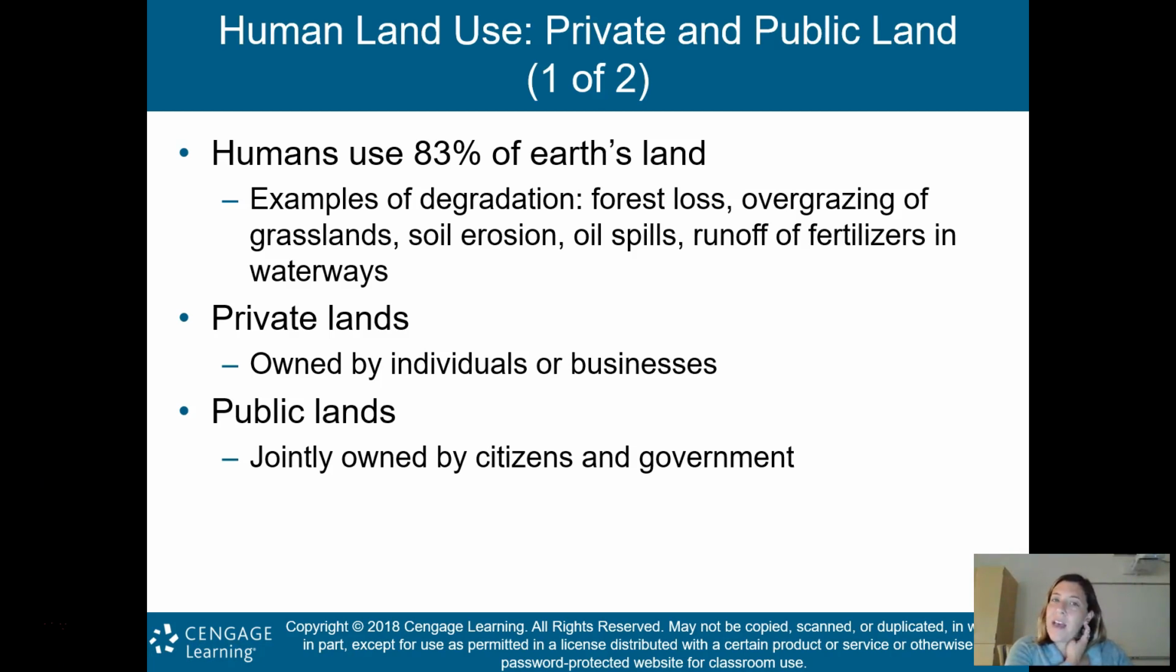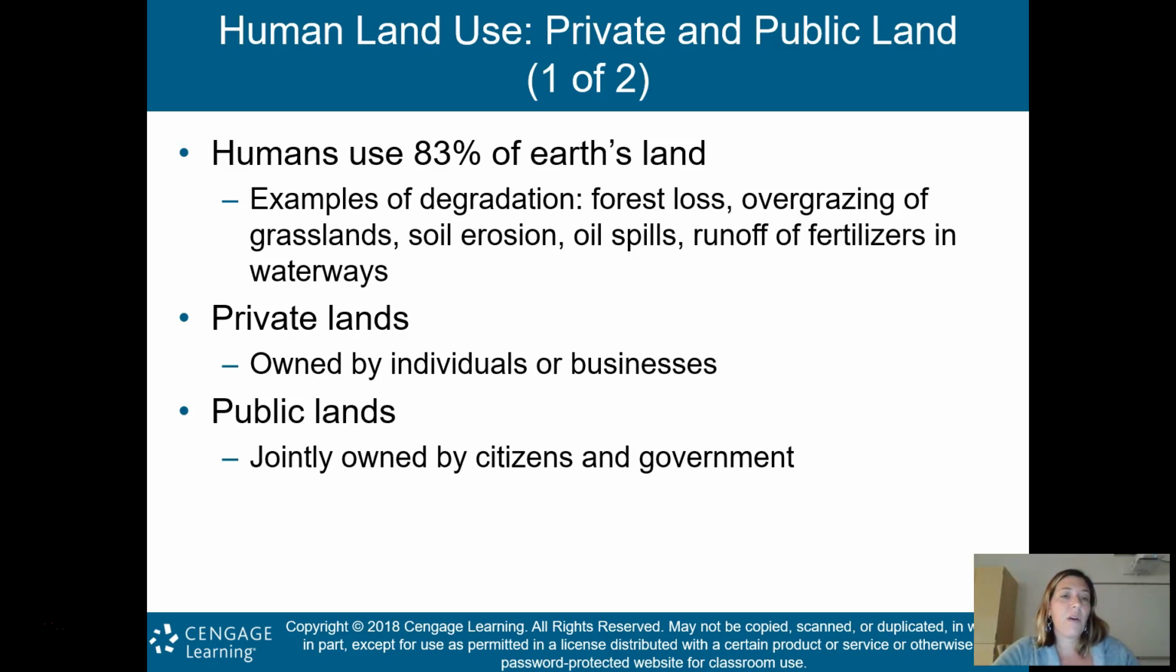So of this 83% of Earth's land that humans are using for different purposes, here you can see things such as how we're impacting that 83% of land through forest loss, overgrazing, erosion, oil spills, fertilizer runoff. How are we using that land? So we can think about land as either privately owned or publicly owned. So private lands would be lands owned by individuals or businesses. These would be things used for purposes such as growing crops, grazing livestock, harvesting timber, mining operations, housing, and building other things, buildings. And then we have public lands.